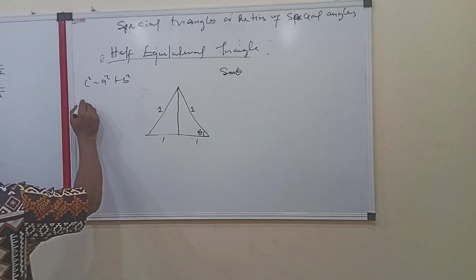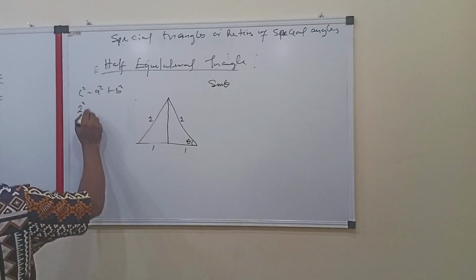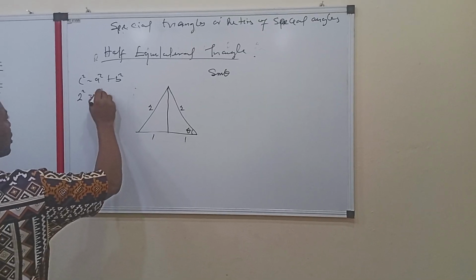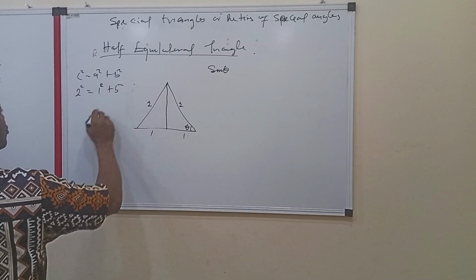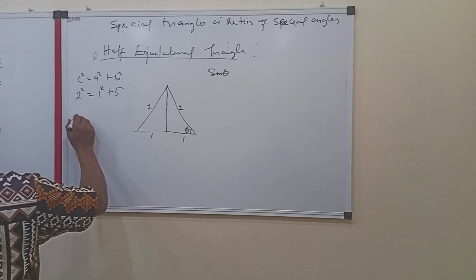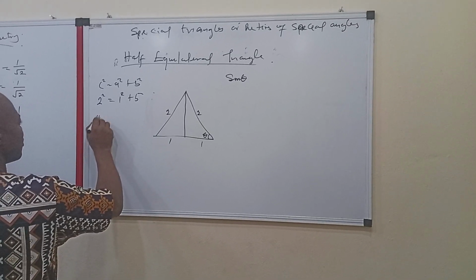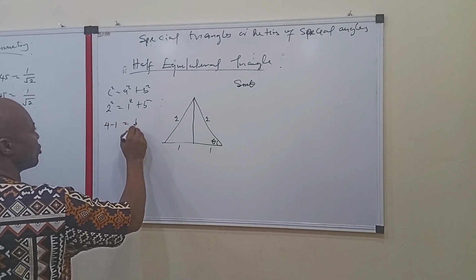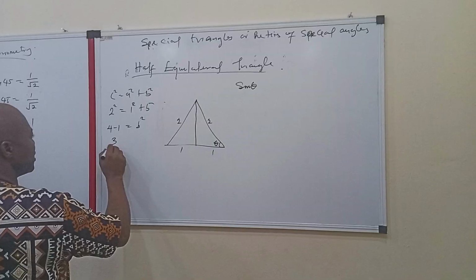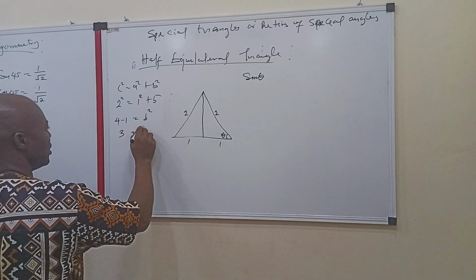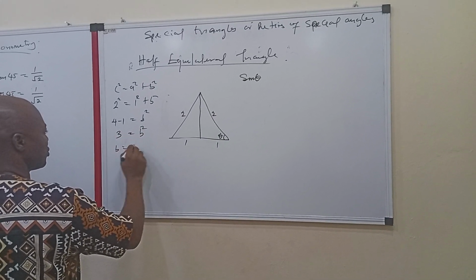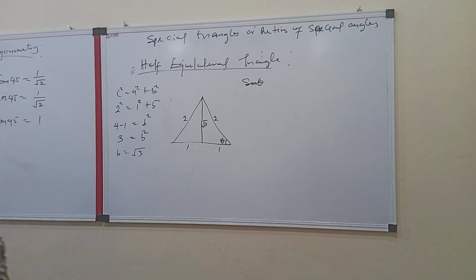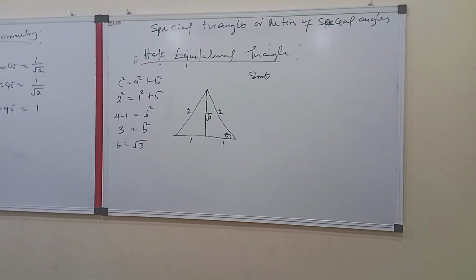Then if that's true, c here is 2, so 2 squared is equal to a squared, which is 1 squared, plus b squared. Taking this to the other side, here we have 4 minus 1, which is equal to b squared. So 3 is equal to b squared, so that b is equal to the square root of 3. Meaning here is the square root of 3.